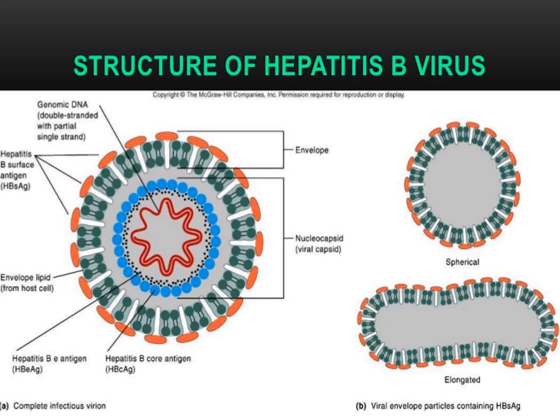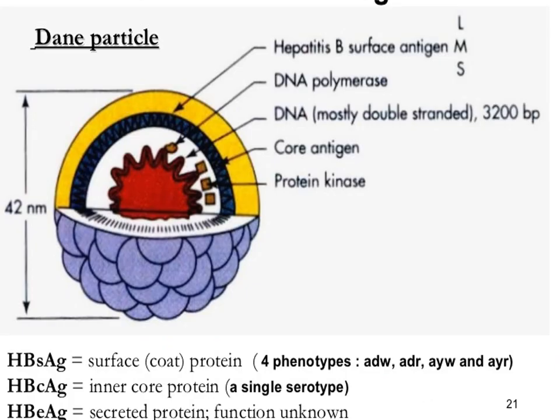This is the non-infectious portion of the virus because there is no DNA in it. The whole virion is the Dane particle. You can see the HBs antigen is a surface core protein. It has 4 phenotypes: ADW, ADR, AYW and AYR. These phenotypes are important from the epidemiological point of view because in some areas they are present in very concentrated amounts, so we can get an idea about the infection in those areas.